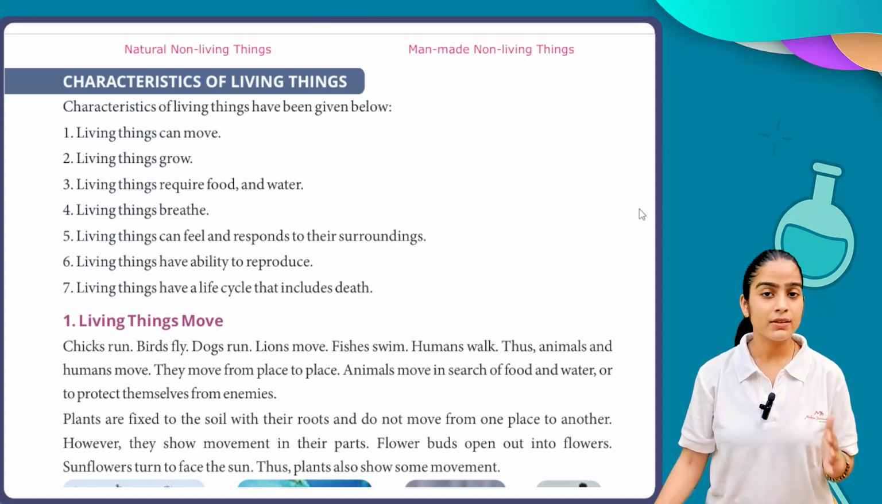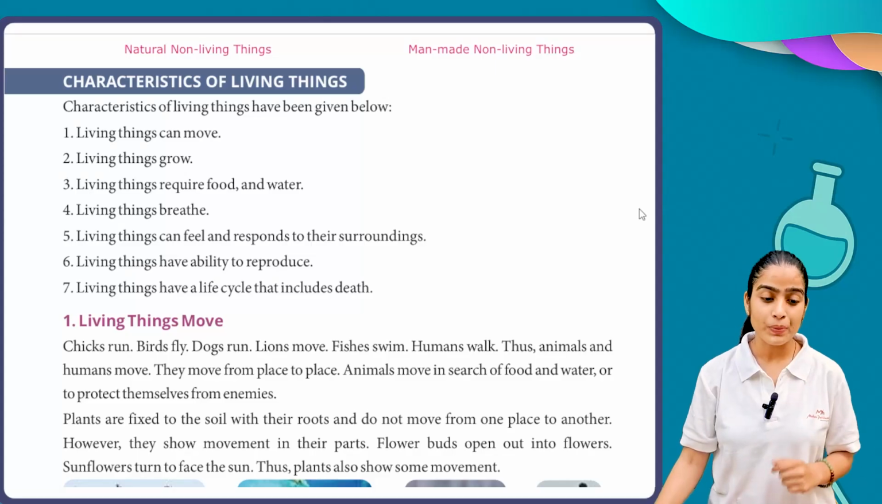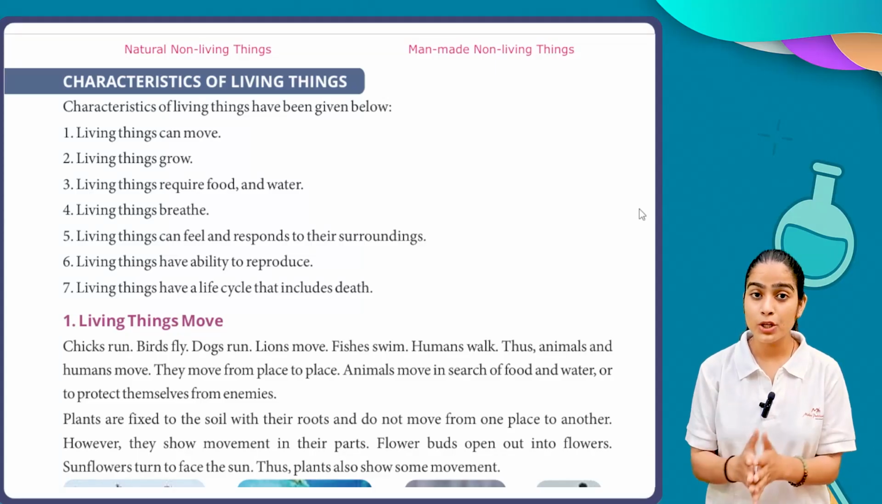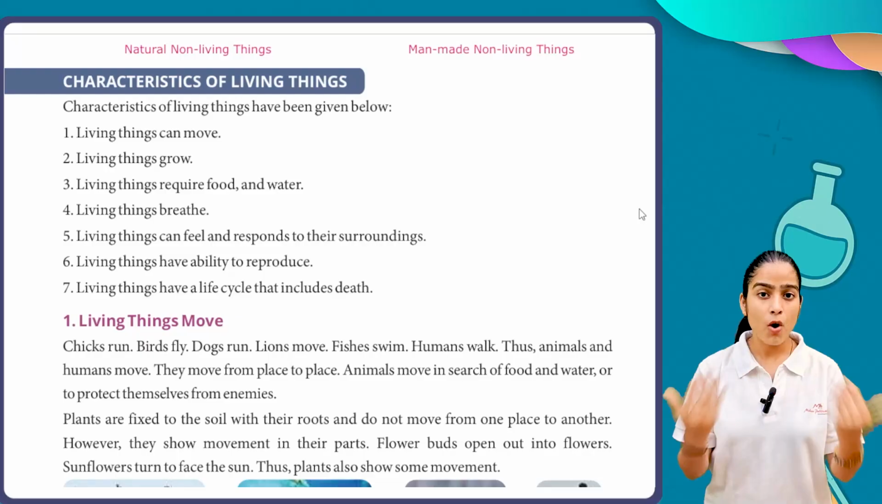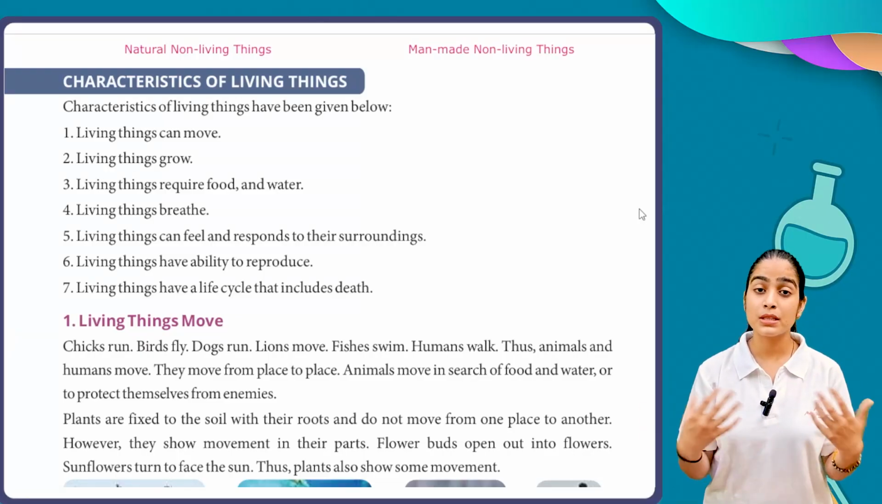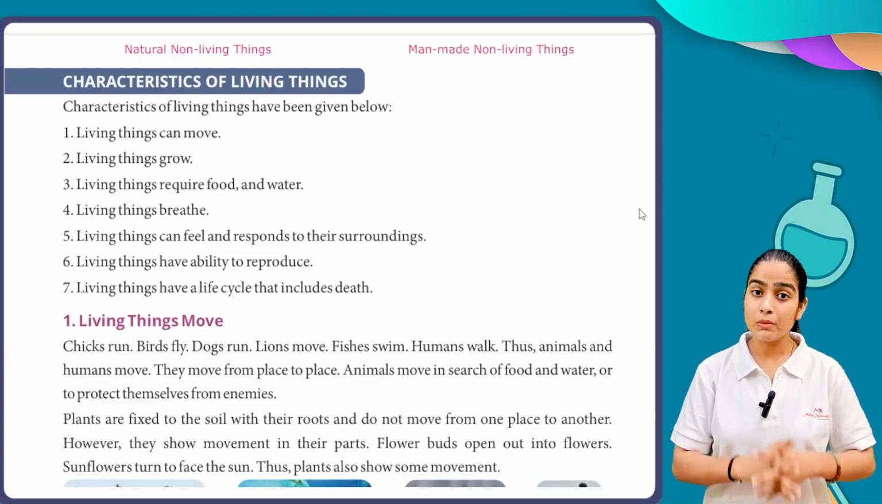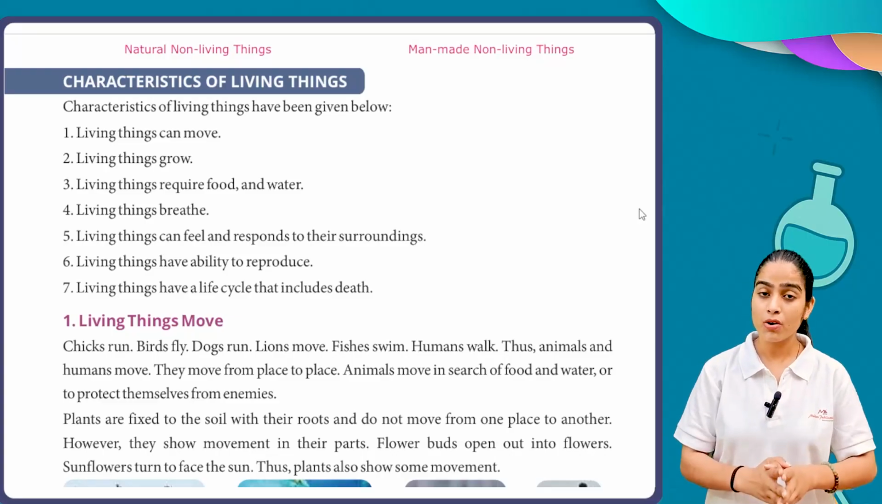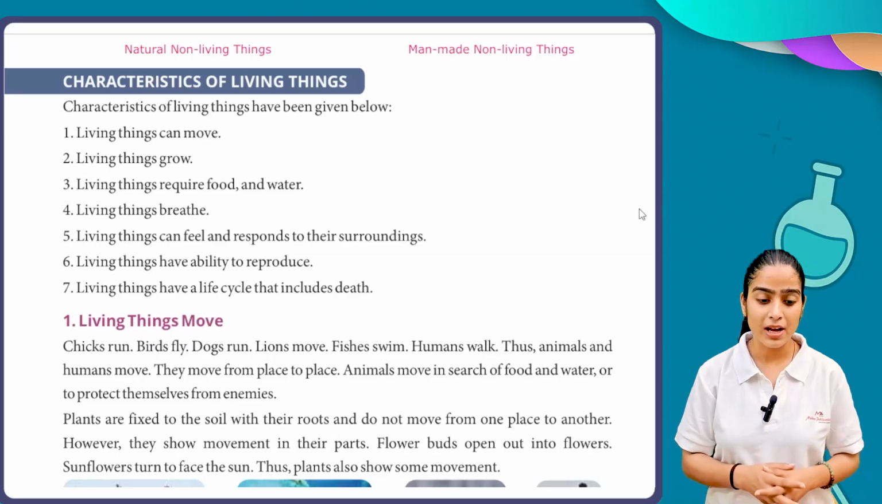So that's why living things need food and water. Next we have, living things breathe. So right now you and me, we all breathe in and breathe out. We're doing this process without considering it. So it means we need to breathe, we need oxygen to live for our survival.